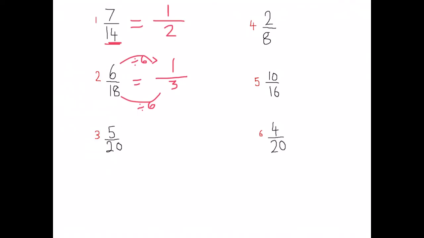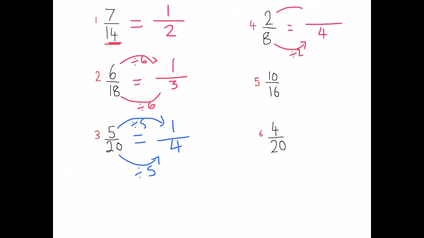In question 3, we have 5 twentieths. Again, we need to find a common number that divides into both 5 and 20. And this time, it is 5. So 20 divided by 5 will give me 4. 5 divided by 5 gives me 1. Question 4. We need a number that divides into 2 and divides into 8. And this time it is 2. So 8 divided by 2 gives me 4. 2 divided by 2 gives me 1.